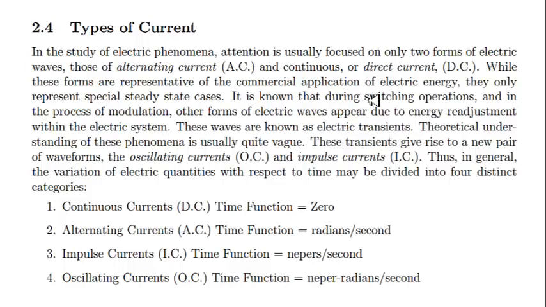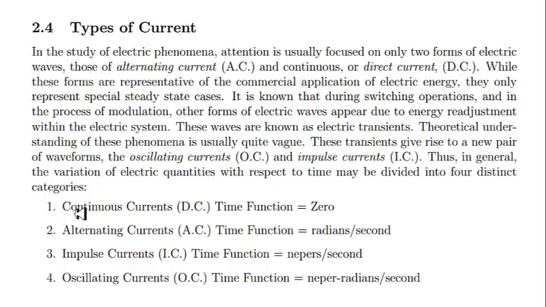Okay, so we've talked about transients before. Transients are temporary. Transients are impermanent conditions. And so theoretical understanding of these phenomenon is usually quite vague. People don't tend to study the transients because they're more interested in the continuous condition of power delivery, of energy delivery. So these transients give rise to a new pair of waveforms, the oscillating currents and the impulse currents. Thus, in general, the variation of electric quantities with respect to time can be divided into 4 categories.